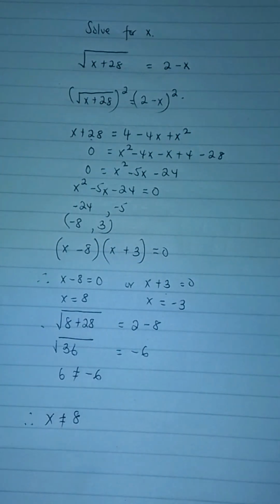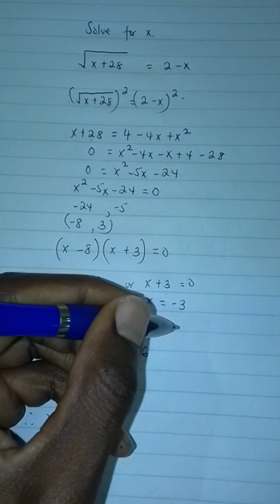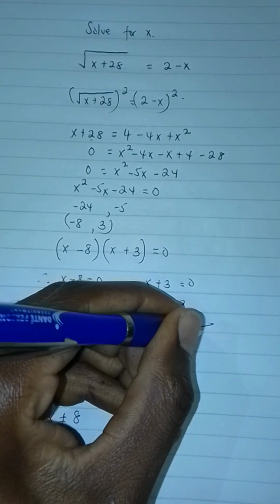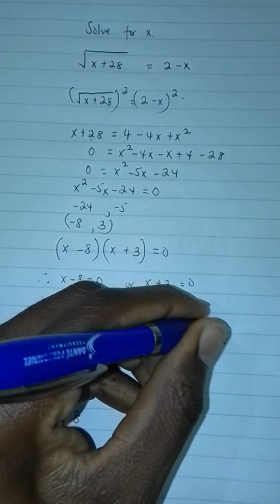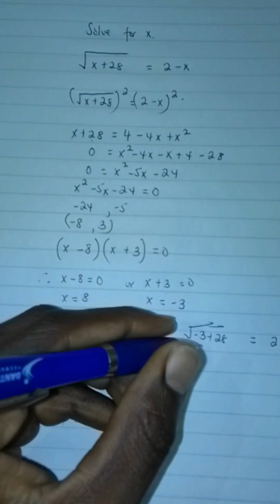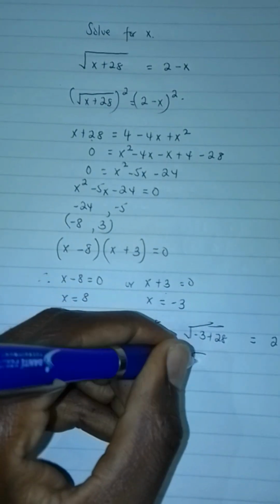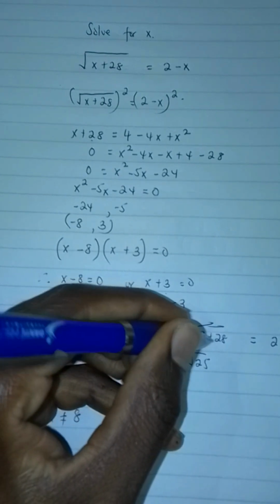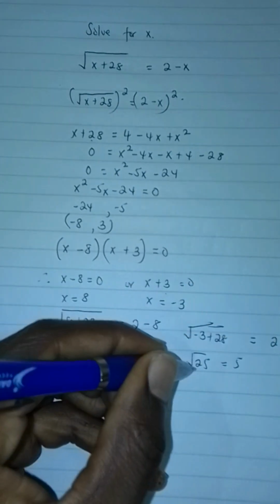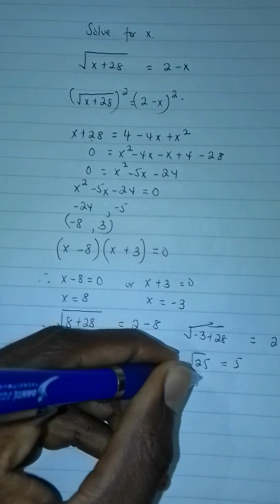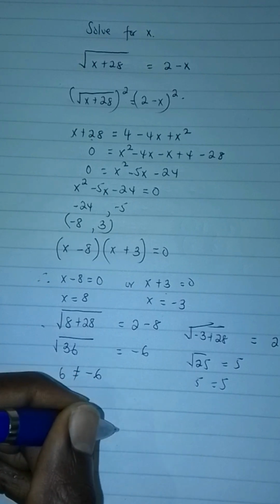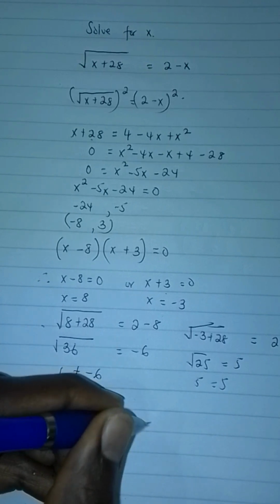What about this one? We just substitute again. So we are going to have the square root of minus 3 plus 28 is equal to 2 minus minus 3. So the square root of this one is the square root of 25, because minus 3 plus 28 is 25, is equal to 5, because 2 minus minus 3 is 5. So the square root of 25 is 5, which is equal to 5. So minus 3 satisfies our equation, meaning that x is equal to minus 3.